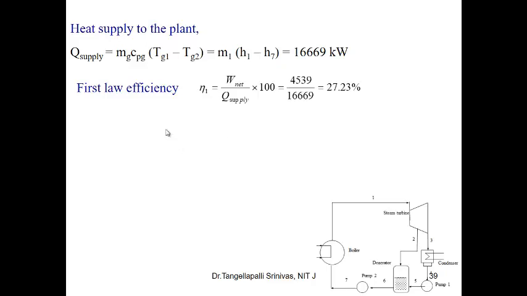This gives the first law of thermodynamics analysis, that is the thermal efficiency of the power plant, the regenerative Rankine cycle, which is output by input. The output is the net output from the turbine, and the input is the heat supplied in the boiler. That is equal to 27.23%. This is the first law efficiency, also called the energy efficiency.